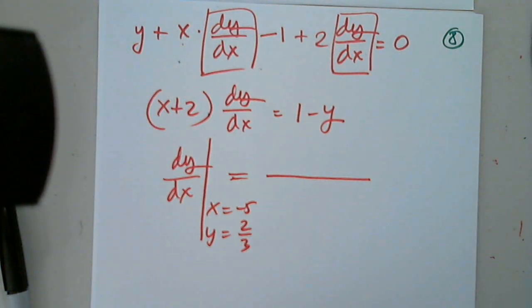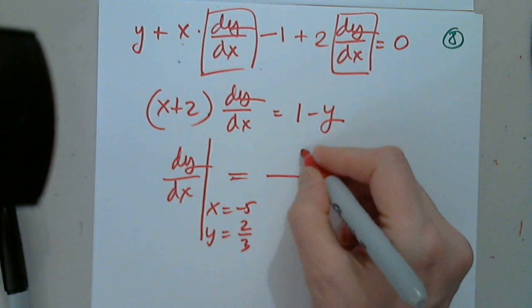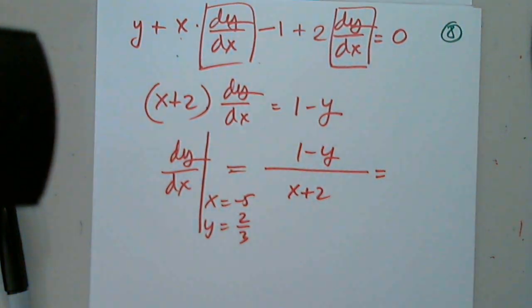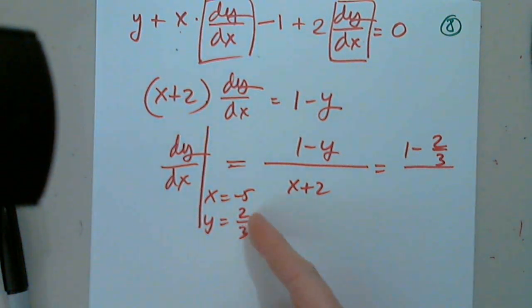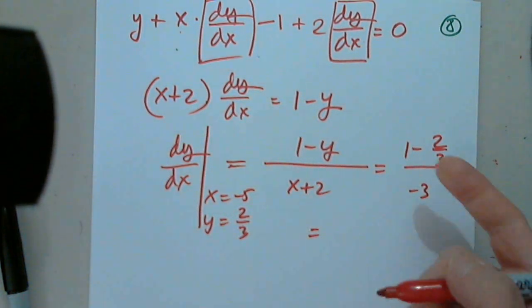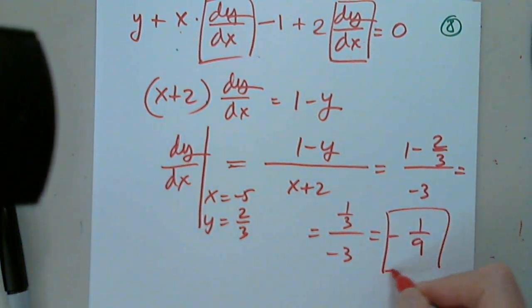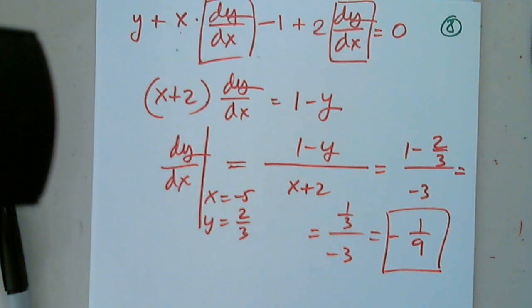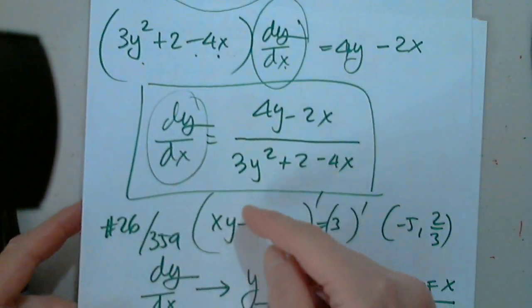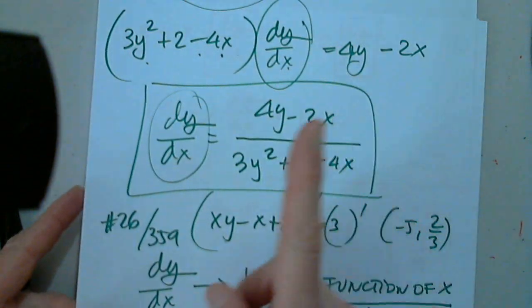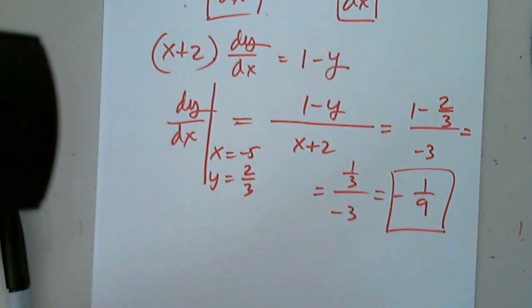It's 1 minus y, and then on the bottom it's x plus 2, but instead of y, we're going to put 2/3. And then instead of x, we're going to plug in -5. So -5 plus 2 is -3. So 1 minus 2/3 is 1/3 over -3, which is -1 over 9. And that's it. So you understand this may look not useful, but once I have x and y, I already have an answer. I have the slope of the tangent line at the given point.